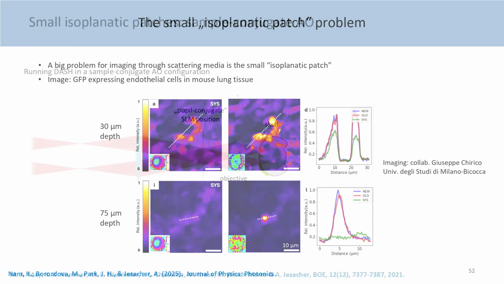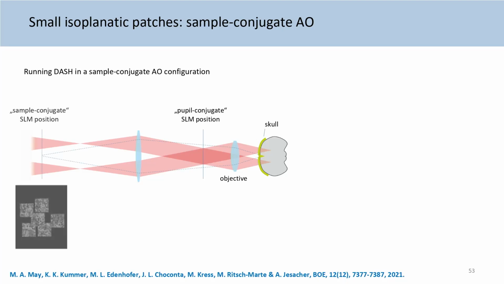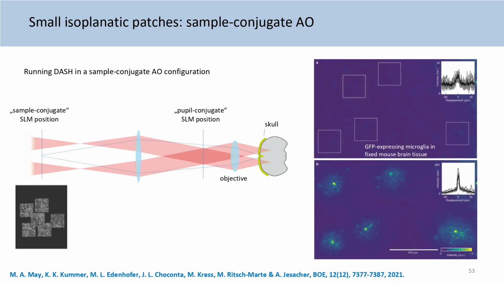Okay. So what you can do is you can just move your SLM into a sample conjugate field. That is something you can do. We did that. And there you can simultaneously correct multiple points. That is something you can do.